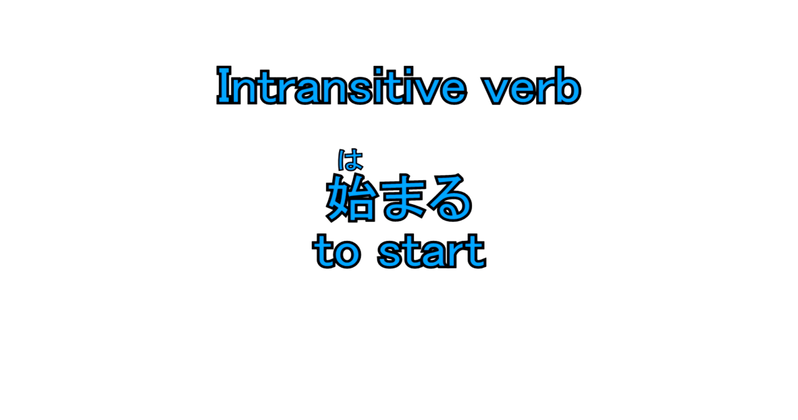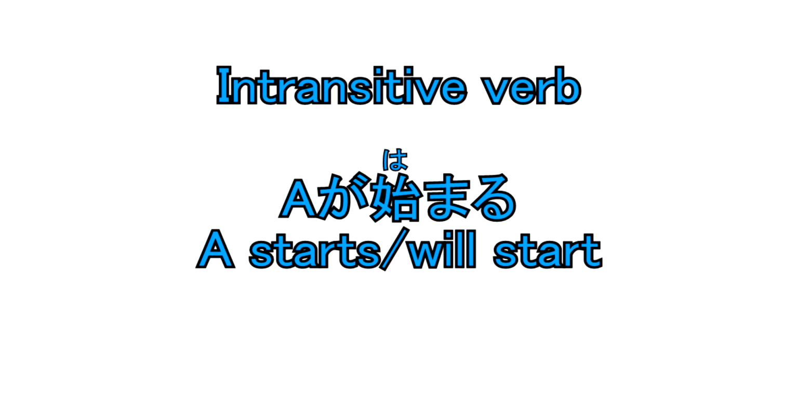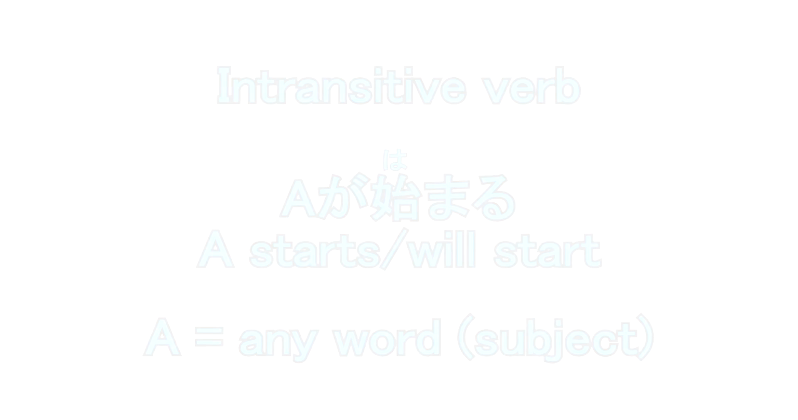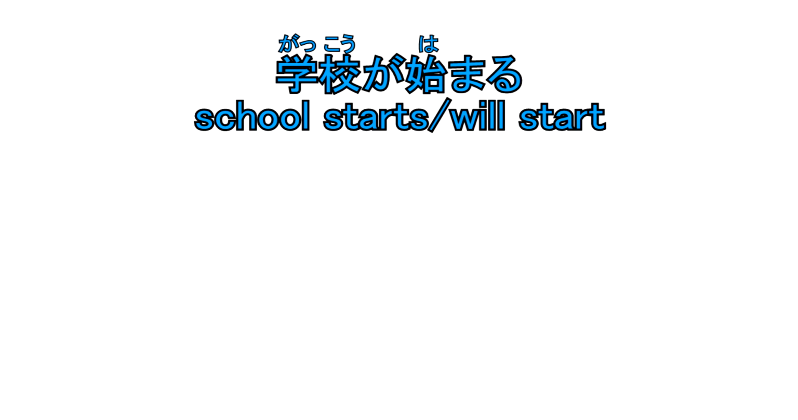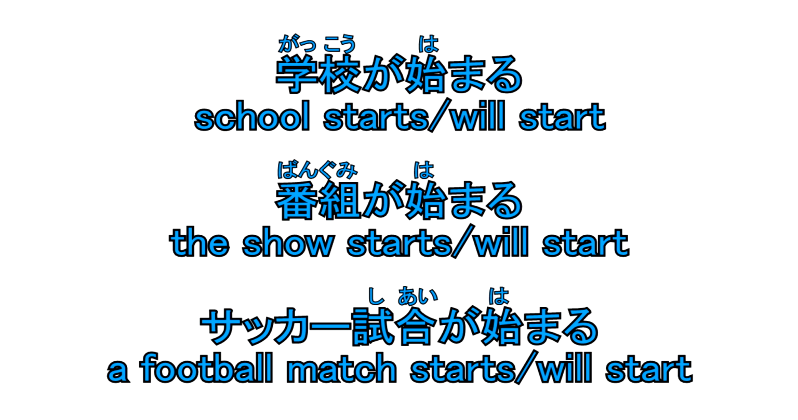The second one, hajimaru, is an intransitive verb, or let's say colloquially a passive verb, because the action of beginning happens by itself. A ga hajimaru now means that something starts or it will start, and this time A will represent a subject in a sentence, just like in these examples. Gakkou ga hajimaru, school starts or will start. Bangumi ga hajimaru, the show starts, will start. Sakkaa shiai ga hajimaru, a football match starts, will start.